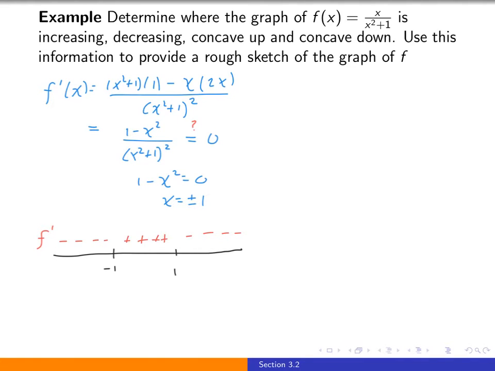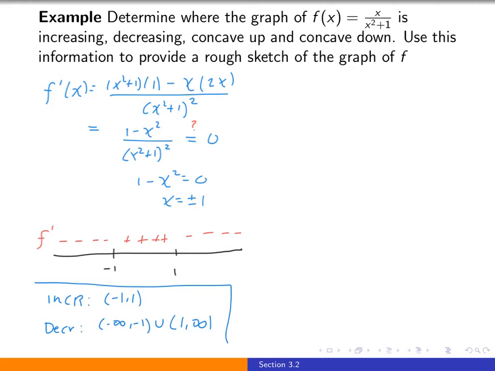So the function will be increasing on the interval minus 1 to 1, and decreasing on the interval minus infinity to minus 1, and 1 to infinity. So this is the first part. The next part is to determine where the function is concave up or concave down. So what we need to do is determine the second derivative.